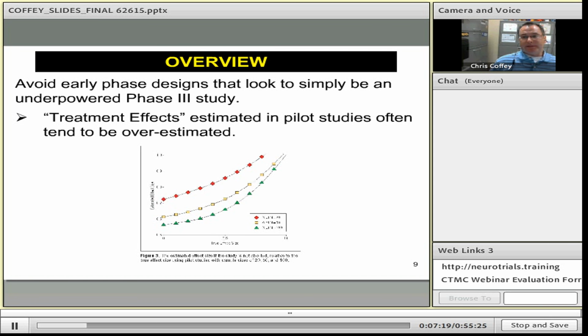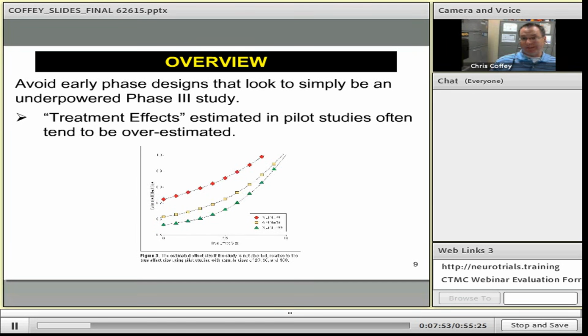The other piece to that is, even if you have pilot data, there's often a temptation to use the estimated effects from that pilot study to power the follow-up study. The challenge with that is it's been pretty well shown that treatment effects estimated in pilot studies often tend to be overestimated. I've got a figure here that I pulled from one publication. But if you think about that, it's really because of the systematic way in which that's interpreted. If you do a pilot study and you don't see a promising effect, you're not going to follow up on it. If you see a promising effect, you're going to follow up on it.